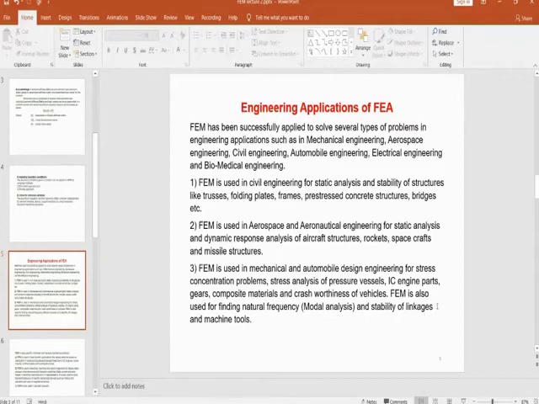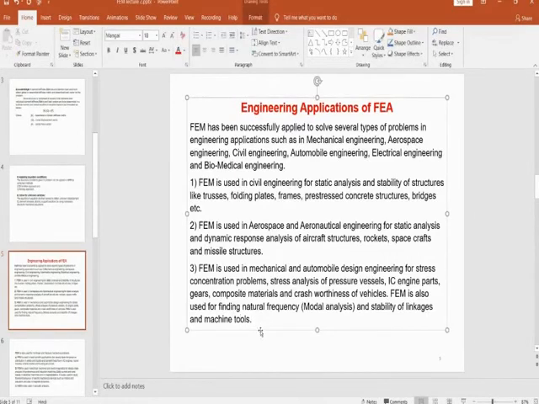And stability of linkages. You have studied kinematics of machines. In kinematics of machines and dynamics of machines, you have studied different linkages: 4-bar mechanism, 5-bar mechanism, then slider crank mechanism. Those different mechanisms are called linkages. So in order to find out the stability of the linkages, means whether the linkage will move properly or not, that can also be analyzed by using FEM. And also in machine tools like lathe, milling machine, drilling machines, for the stability analysis of those machine tools also, finite element method is used.